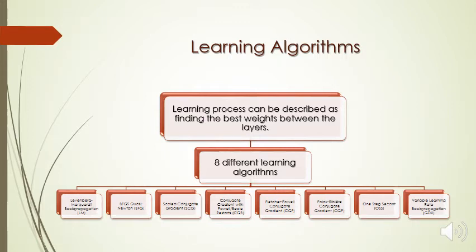Learning algorithms. The learning process can be described as finding the best weights between the layers. We can give an example of eight different learning algorithms. They are Levenberg-Marquardt backpropagation, Quasi-Newton, scaled conjugate gradient, conjugate gradient with Powell and Beale restarts, Fletcher and Powell conjugate gradient, Polak-Ribiere conjugate gradient, one step secant, and variable learning rate backpropagation.